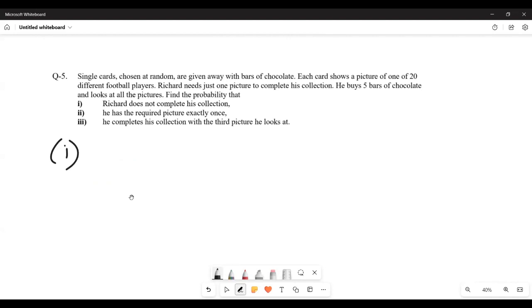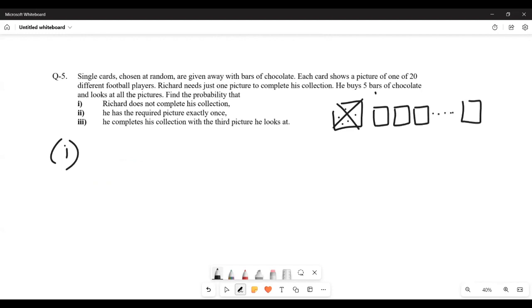So 20 possible cards हैं. जो उसको card चाहिए वो 1 है और जो total cards हैं वो 20. So अगर उसको वो 1 particular card चाहिए, जो भी ये card था वो उसको नहीं मिला, तो बाकी कितने cards हैं जो उसके पास already हैं?